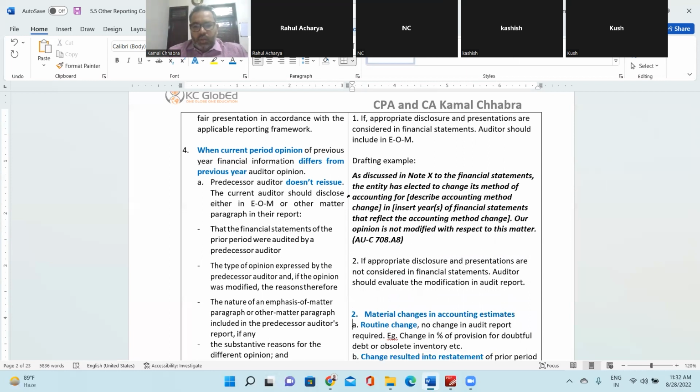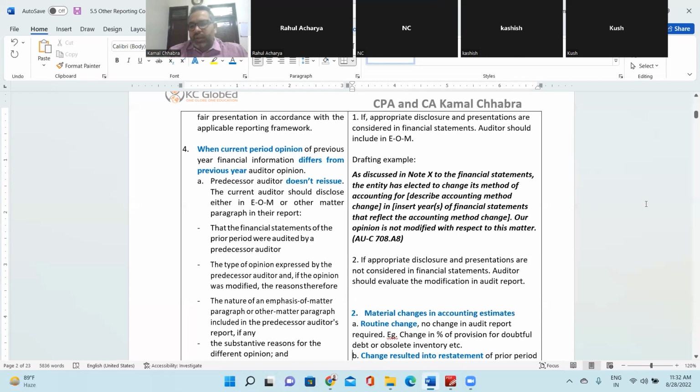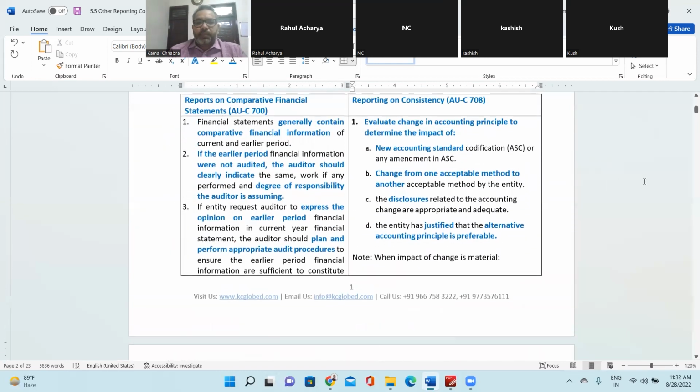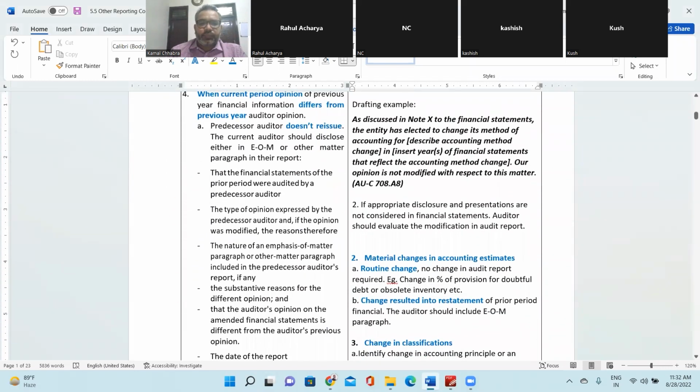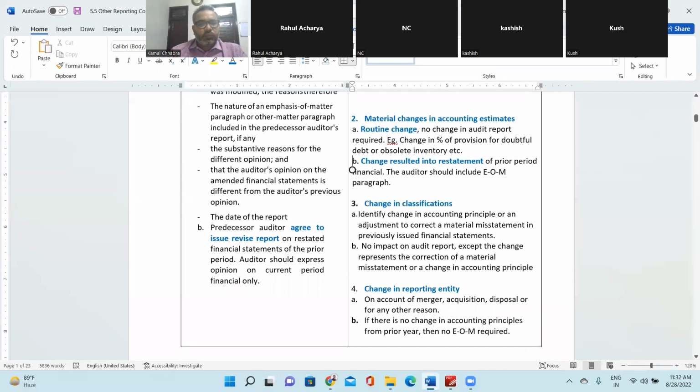Right, now coming to the material change in accounting estimate. First one is change in accounting principle. Second one is change in accounting estimate. What is change in accounting estimate? Any idea?